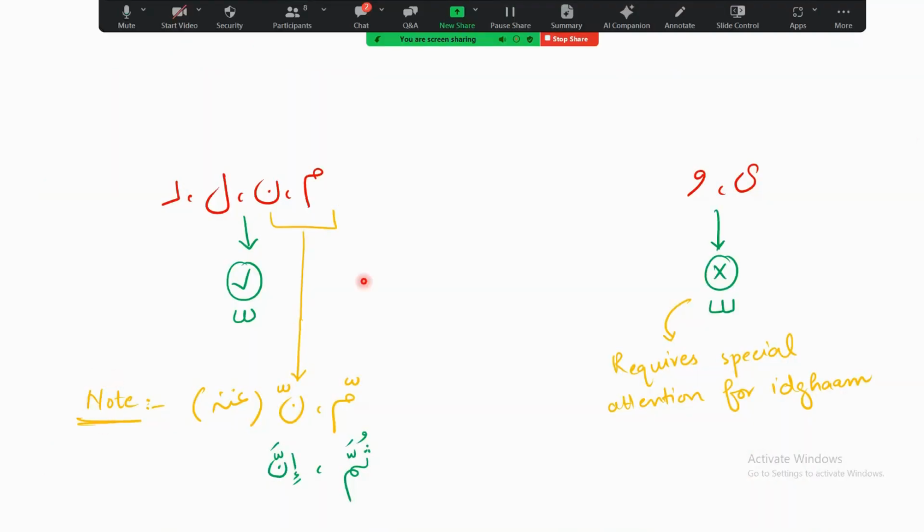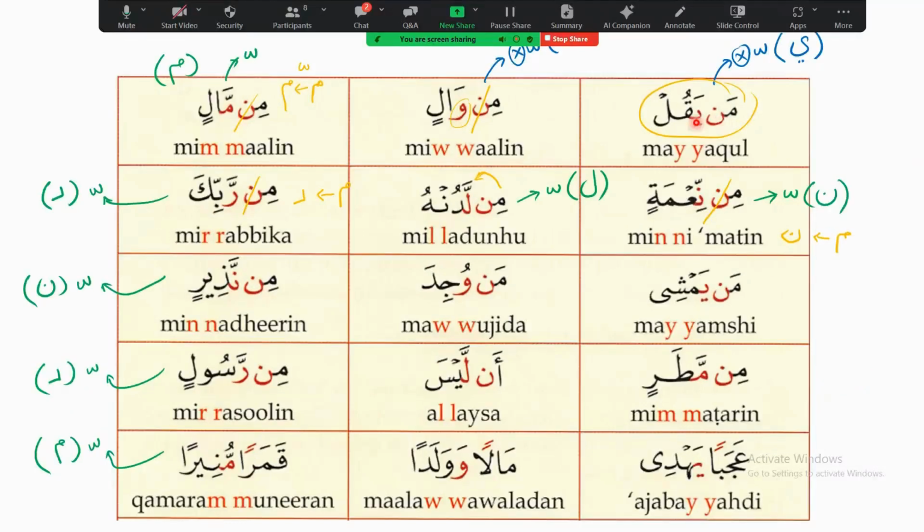What you see in front of you is that whenever noon sakin or tanween comes before the ya letter or the wow letter, you will not find any shadda written, right? You will not find any shadda symbol written. For example, in the first example and the second one, on ya and on wow after noon sakin, you do not see any shadda symbol.